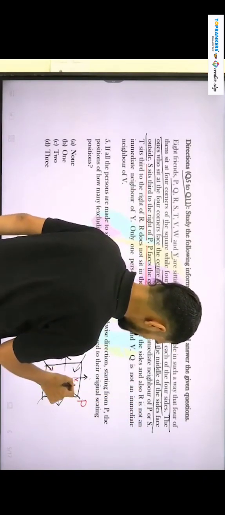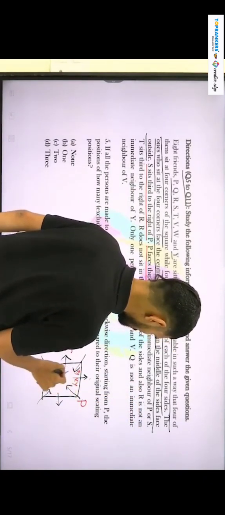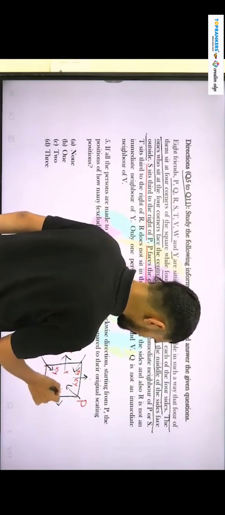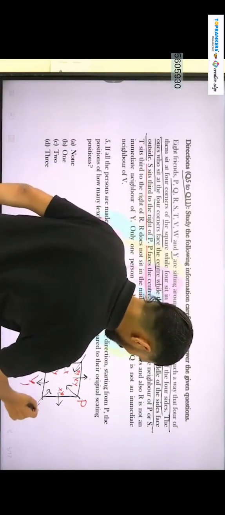Y is not immediate neighbor of P or S. So I'm sure Y is not here, Y is not here, Y is in fact not here and not here. So Y has got only 2 possibilities. Only 2 possibilities. That is this one and this one, Y1 and Y2. Right?